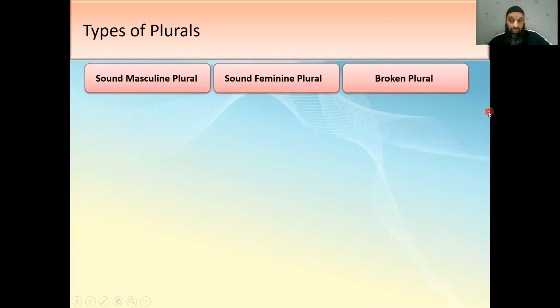Right, so non-Arabs, ready? I'm going to ask you some questions, inshallah. There are three types of plurals. There is a masculine plural for a masculine word. There is a feminine plural for a feminine word. And then you've got broken plurals. So the first two are sound masculine plural, sound feminine plural, and broken plural.